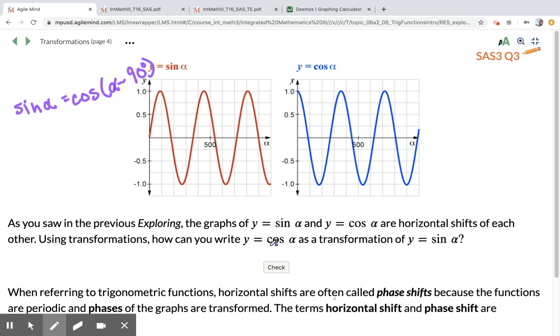But what if I want to go the other way? And that is what question 3 is asking you for in your student activity sheet. What if I don't want to know what sine alpha equals with respect to cosine? What if instead I wanted to write cosine alpha in terms of sine alpha? Go ahead and hit pause. Take a few moments to give it some thought and jot that down on question number 3, and then hit play when you're ready to check your work.